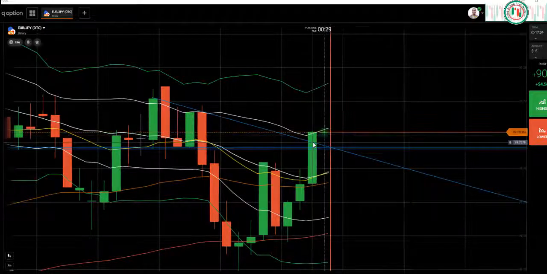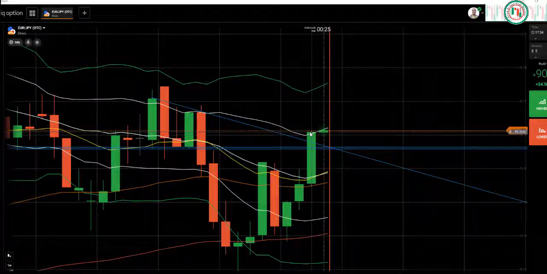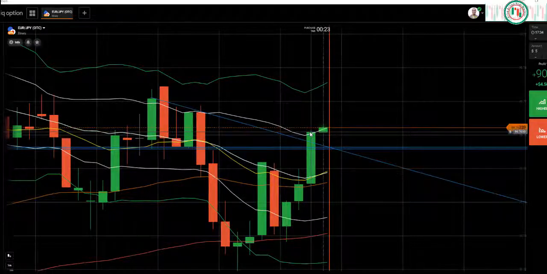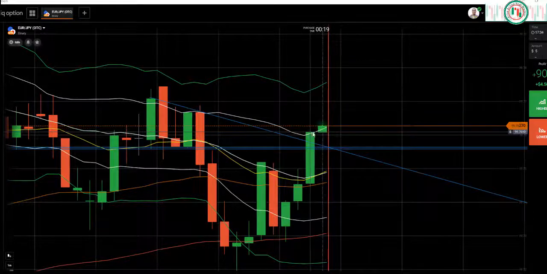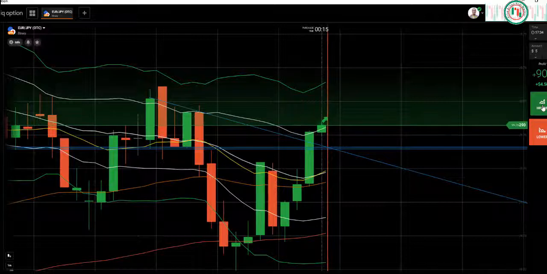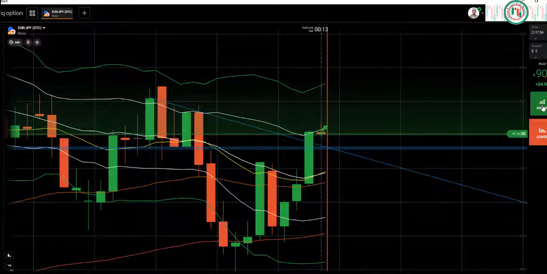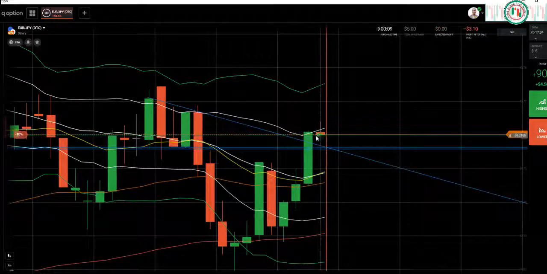Market is at the channel, but market is trying to go. Yes, market is going up. If I get lower entry point, yes, market is not reversing at this level.